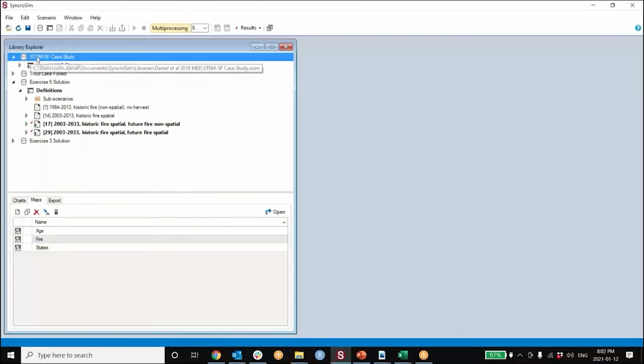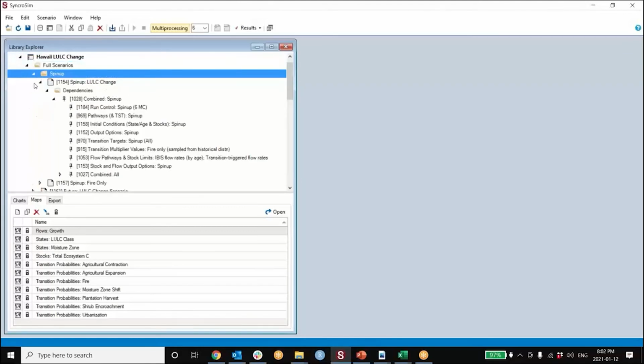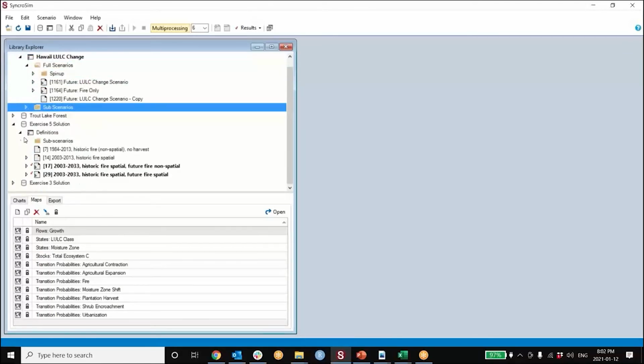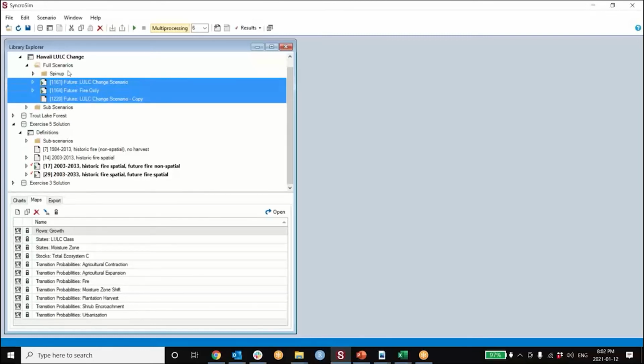This is the Hawaii model again, and in here we have, let me just close it up. This is pretty typical of how we set up one of these projects. We have a folder called full scenarios and a folder called sub scenarios often. In this particular library, it's the one that went with the publication, so there's only 3 scenarios I ran in here. When we had an operational version, there could probably be dozens of these.